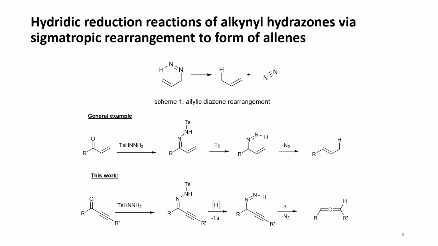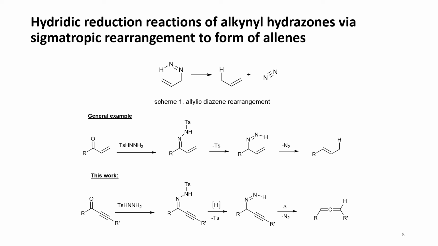The last few steps of the synthesis involve the hydridic reduction of the alkynyl hydrazone via sigmatropic rearrangement to finally form the allene. We will reduce the hydrazone to hydrazine by the reagent sodium cyanoborohydride. We will use this reagent specifically because it is less reactive than some other reducing agents. Then the final step would be to heat the product and perform an allylic diazene rearrangement.